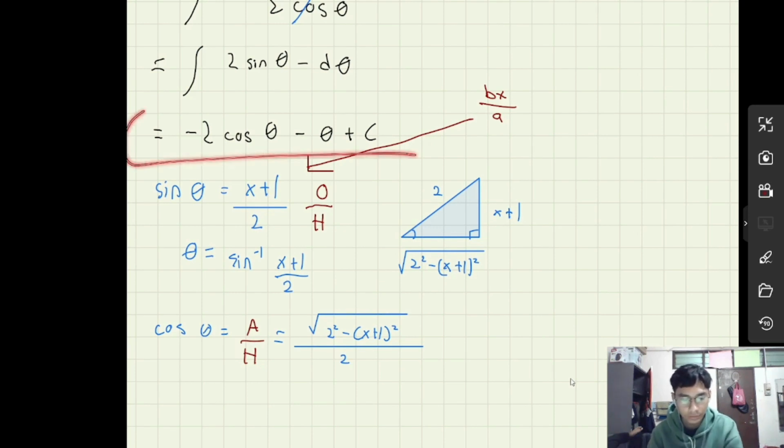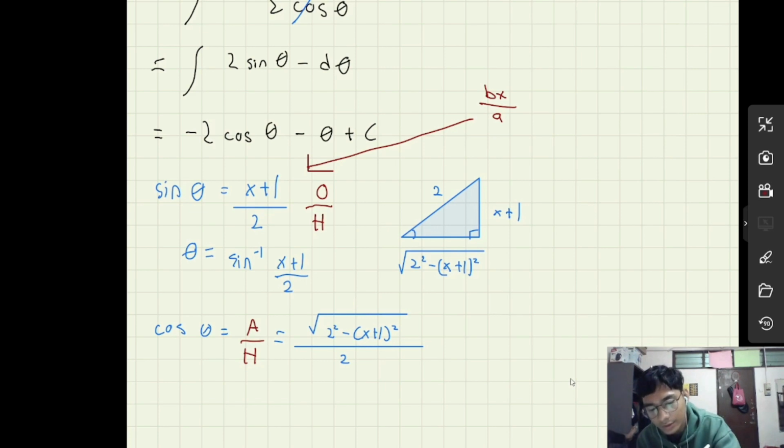After we get this equation, what we must do is find theta. So theta, from the given, is 2 sin theta equal to x plus 1.